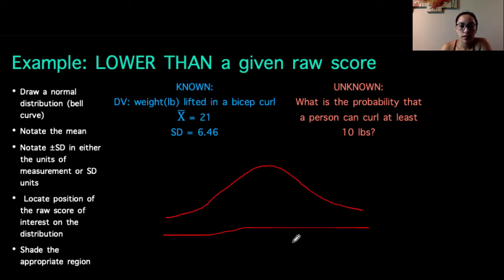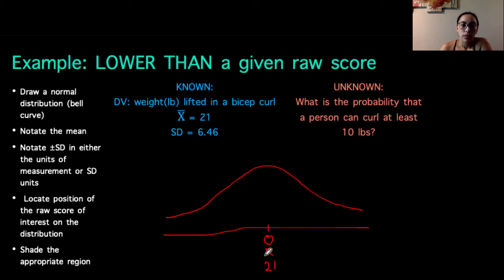So, normal curve. We then notate where the mean is, so again you can either write 0, or you could write x bar, say x bar is 21, and write the actual mean. For this example, we're saying that our dependent variable is the weight in pounds lifted in a bicep curl, and what we want to know is the probability that a person can curl at least 10 pounds.